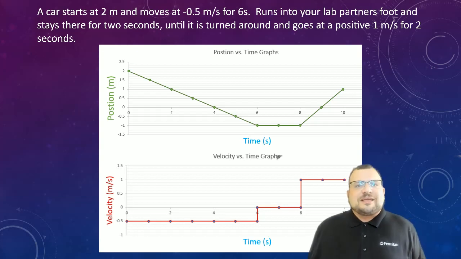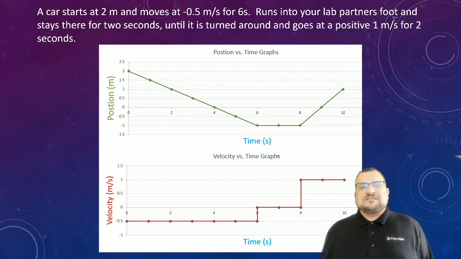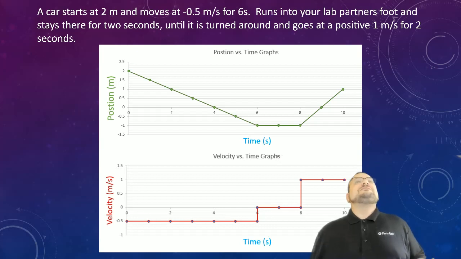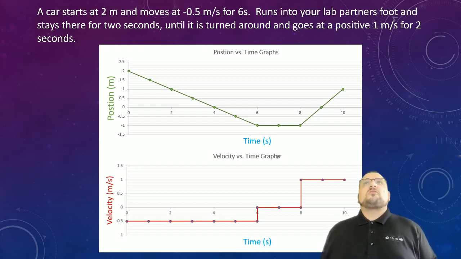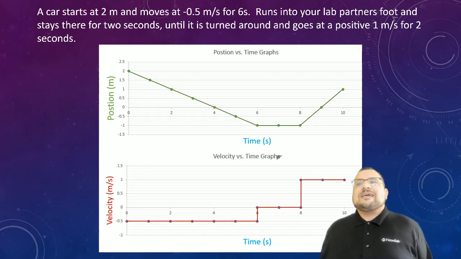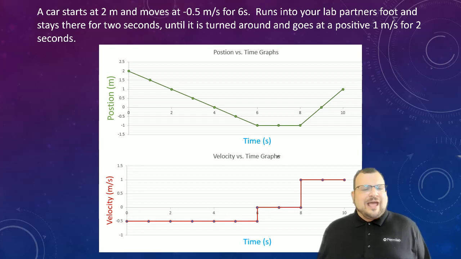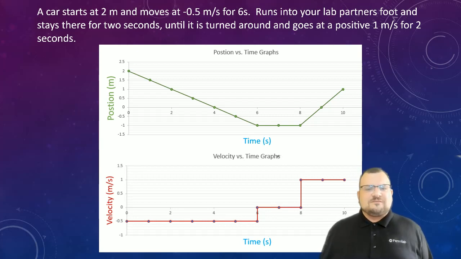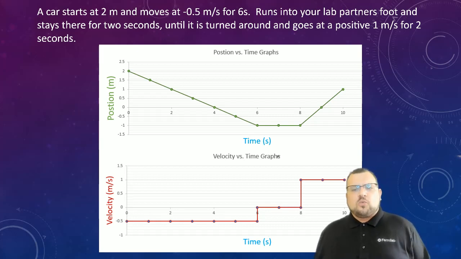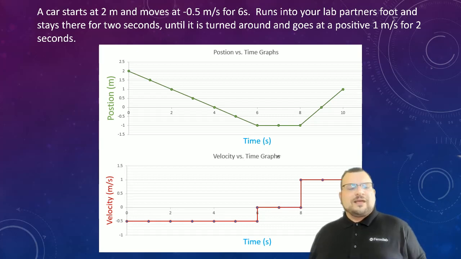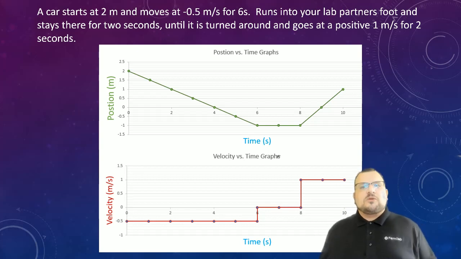You might recall at the beginning of this how I talked about how the slope of that position graph shows the velocity, and we can see that looking up at the position graph, the slope for those first 6 seconds is negative 0.5 meters per second, which is the same as the value of the velocity graph. So we now have several different ways of describing motion. We can describe it with words, we can describe it with math, we can describe it with position graphs, we can describe it with velocity graphs, and we can describe it with diagrams.